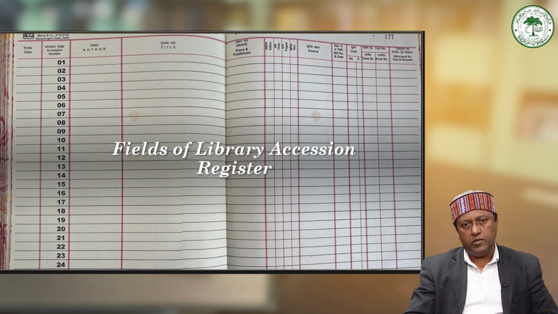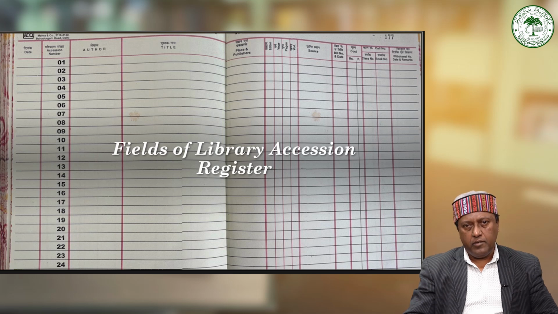Next item in the accession register is edition. The field indicates the specific edition or version of the item. For books, a first edition, second edition, revised edition, etc. needs to be mentioned there. For journals or periodicals, it could refer to the issue number and volume number.